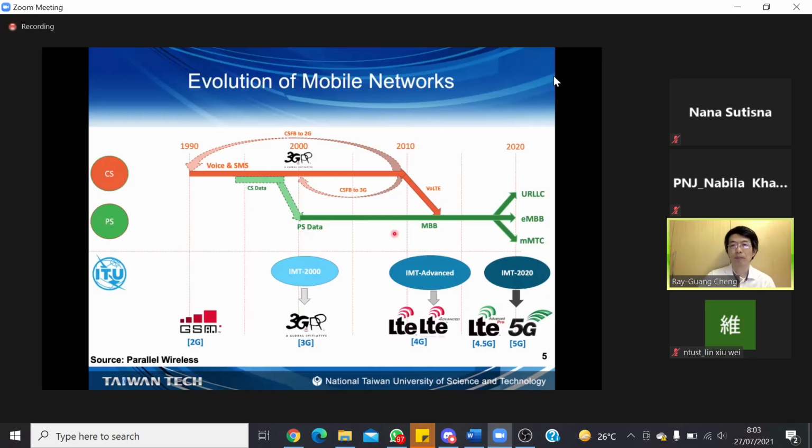To 4G, so in 3G, actually there are two networks existing in parallel. To the 4G, they try to merge them into a single one. They try to use voice over LTE to provide voice service over IP network. To the 5th generation, we mentioned there are 3 main services, eMBB, URLLC, and massive MTC.